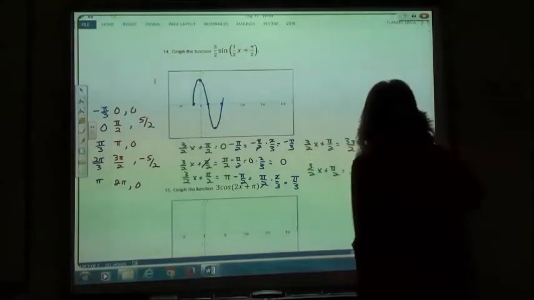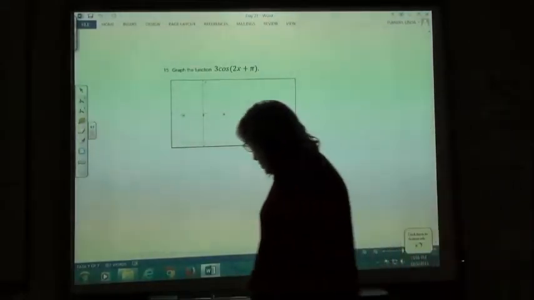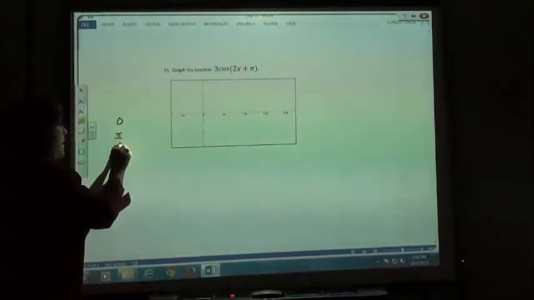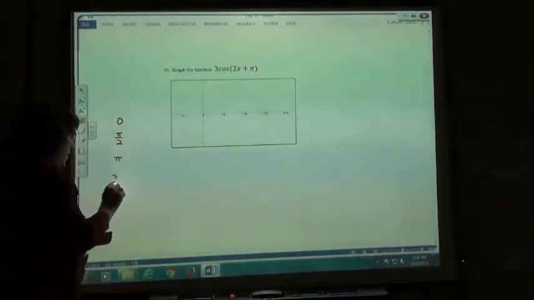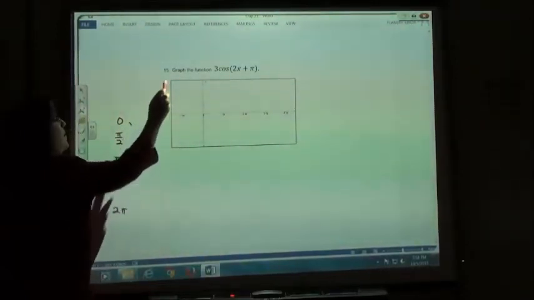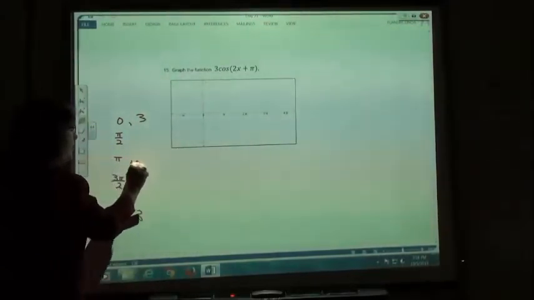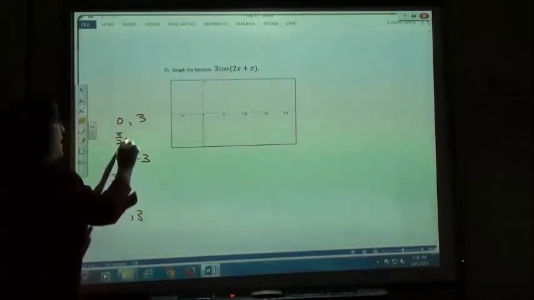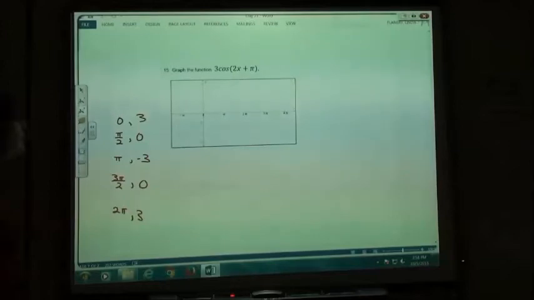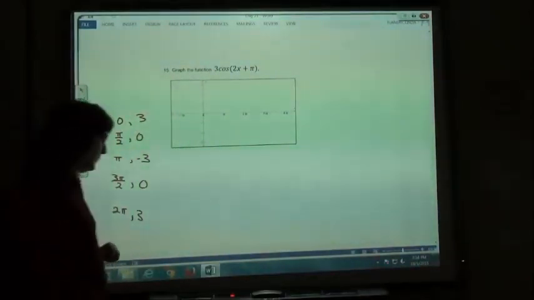One more on this paper. Again, we're going to do the cosine curve. And so for cosine, we have 0, pi over 2, pi, 3 pi over 2, and 2 pi. For cosine, we're going to go our amplitude, which is 3 at the beginning and the end. Halfway in between, we have a negative 3, and then zeros at pi over 2 and 3 pi over 2. Again, if this was negative, we do the negative first, and then the positive, and then the negative.